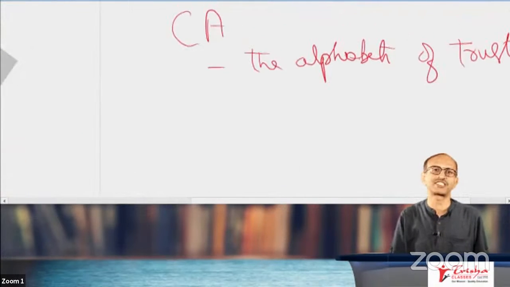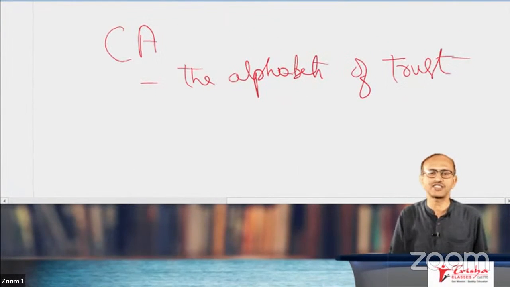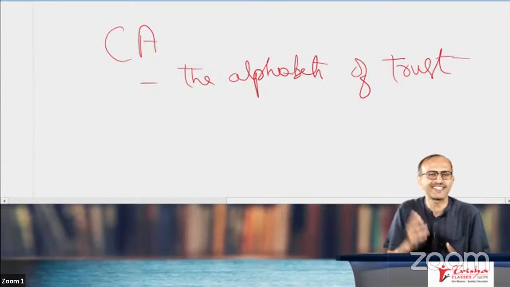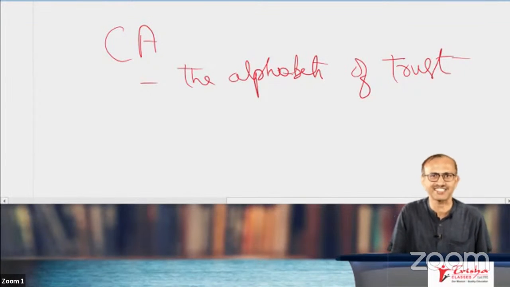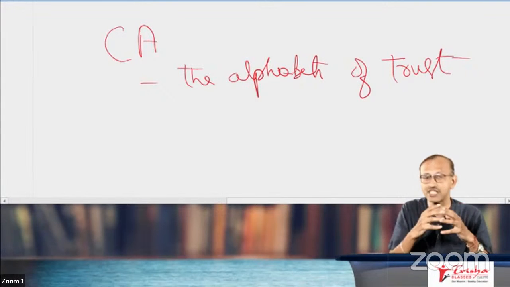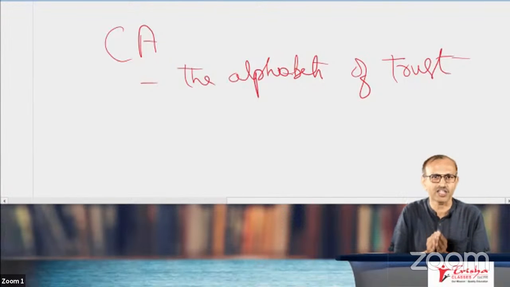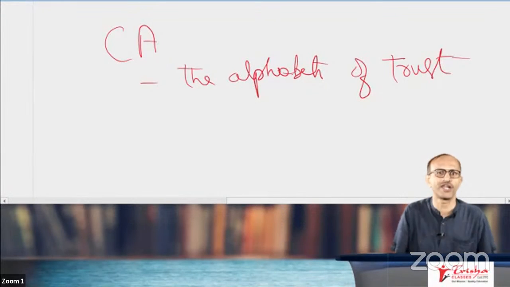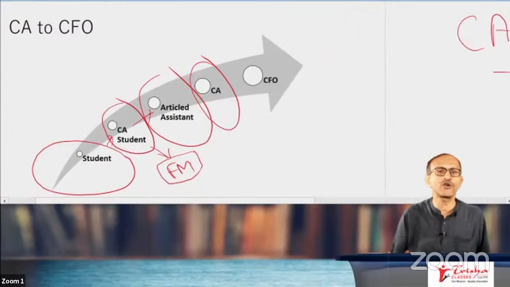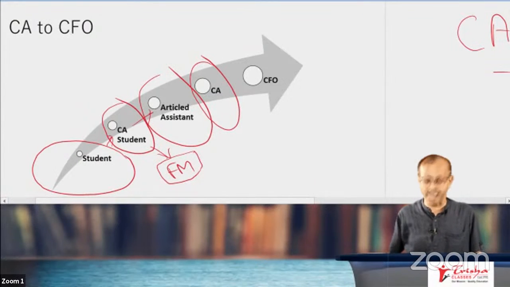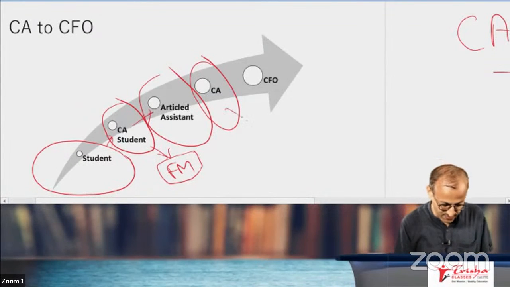CA, the alphabets of trust. That's why the finance will not go into anyone's hands. It will go into your hands. Now you don't get it in cash. Obviously, you deal in checks and transactions, online transfers, etc. But even a small mistake will cost you a lot. And people, the company, the directors, the shareholders trust that you do well. Therefore, you have a bigger role to play as a chartered accountant, as a finance professional.